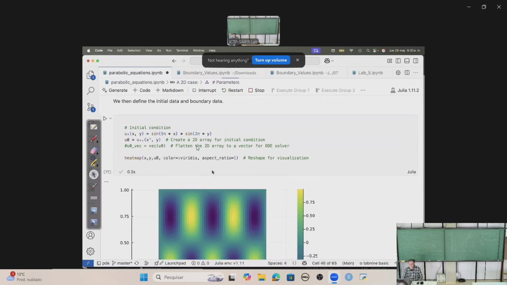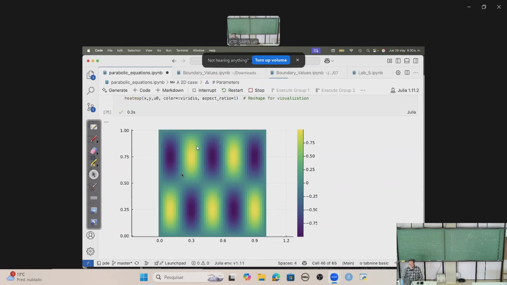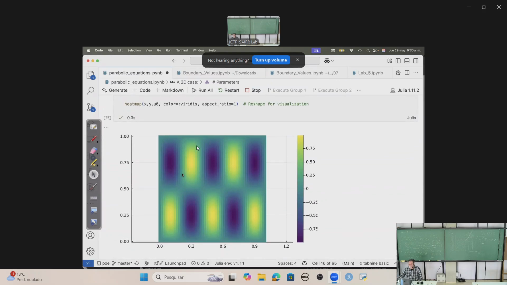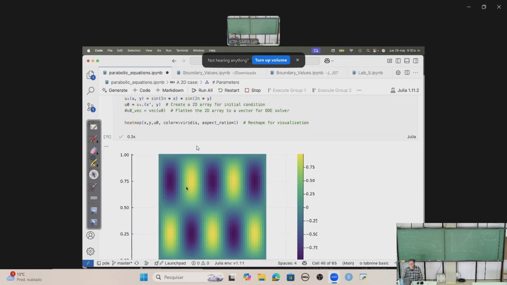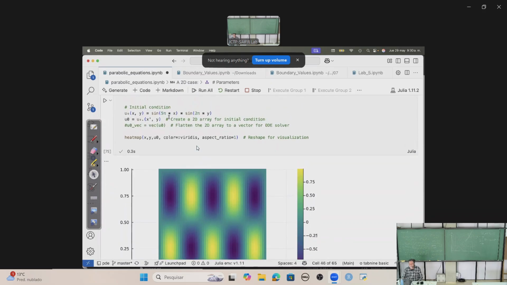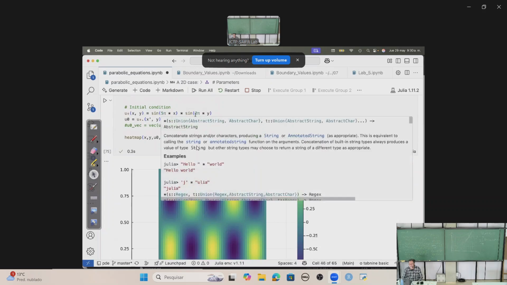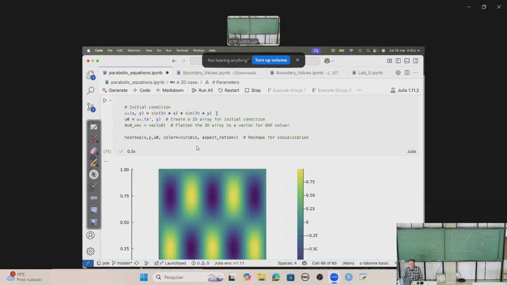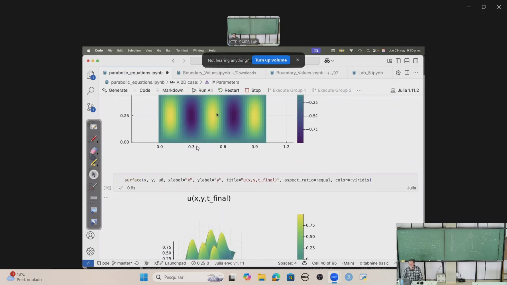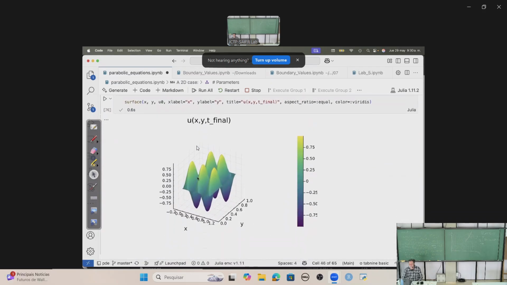I can create the initial conditions. So I will put this initial condition, initially 0 here. And I have a sine, one direction 5 pi and the other direction. So this is a way of seeing the.